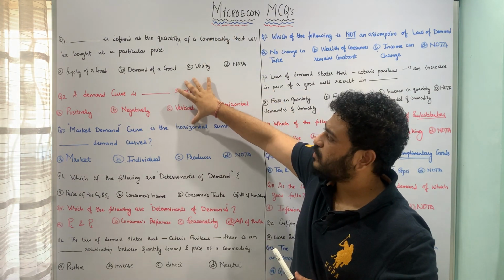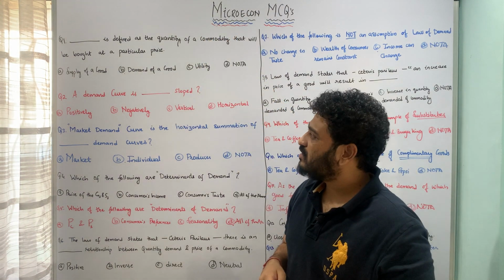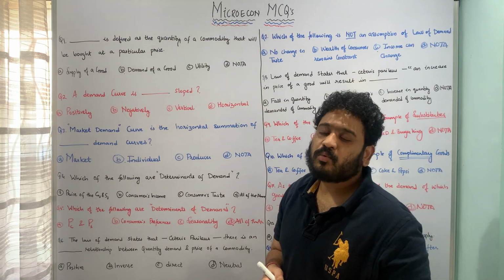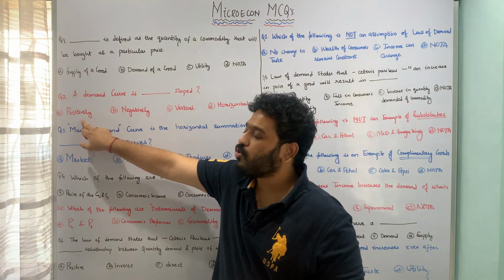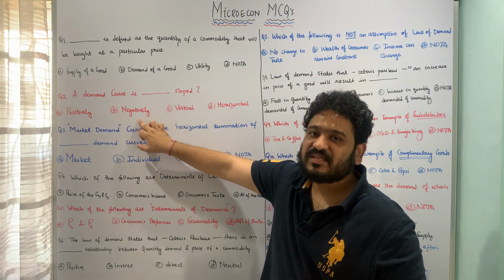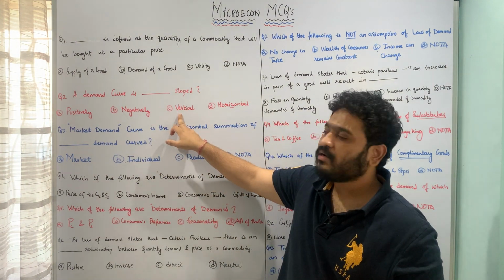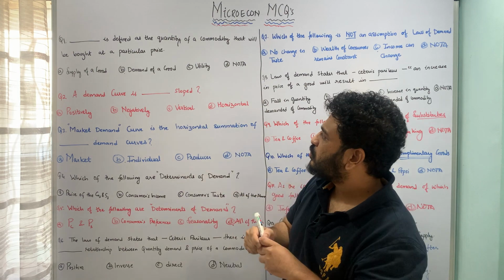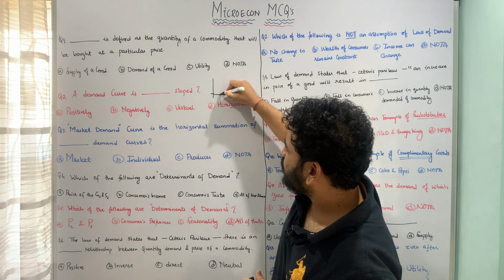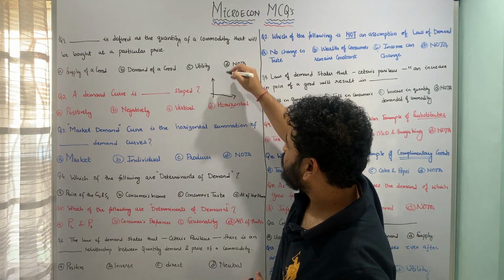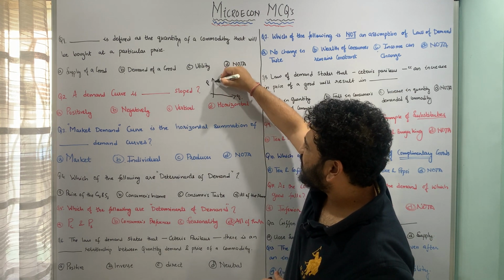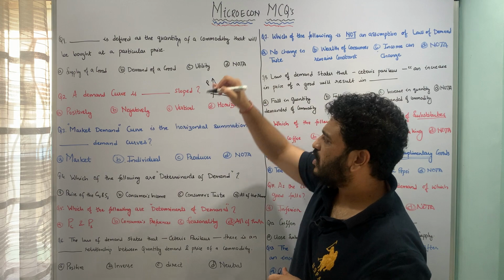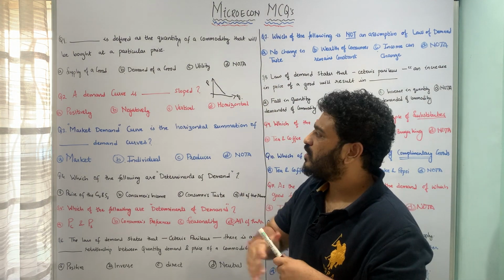Let us now move to the next question, which is talking about a demand curve is dash sloped. What kind of slope is seen in a demand curve? Whether it is positively sloped, negatively sloped, vertical or horizontal. Here I would bring to your notice how a demand curve looks. Here I am looking at the quantity, here at the price, and the demand curve is always downward sloping or negatively sloped.